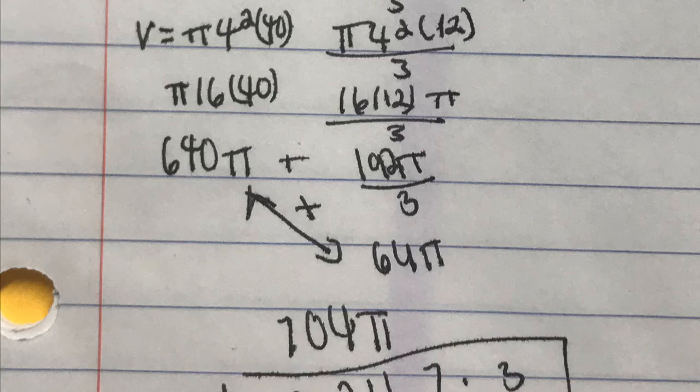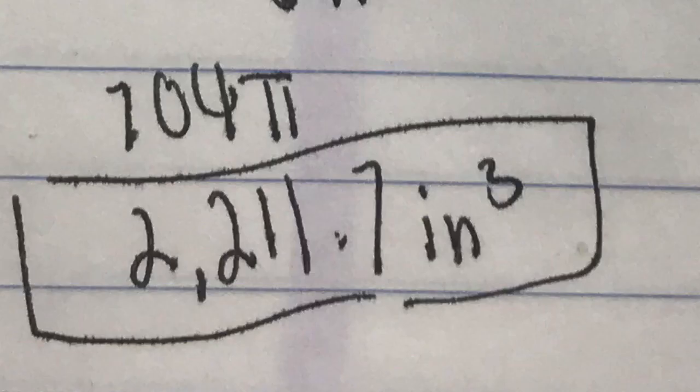Then you add 640 pi plus 64 pi, which is 704 pi, and then you just multiply by pi. And once you multiply by pi, that's 2,211.7 inches cubed because everything is cubed in volume.